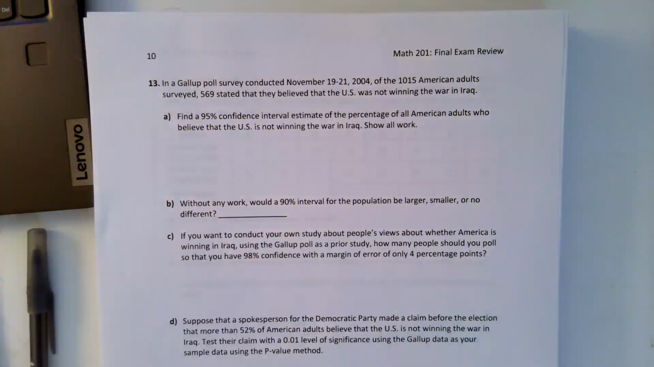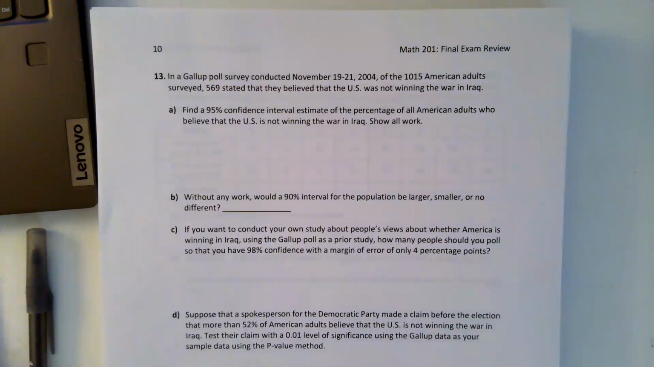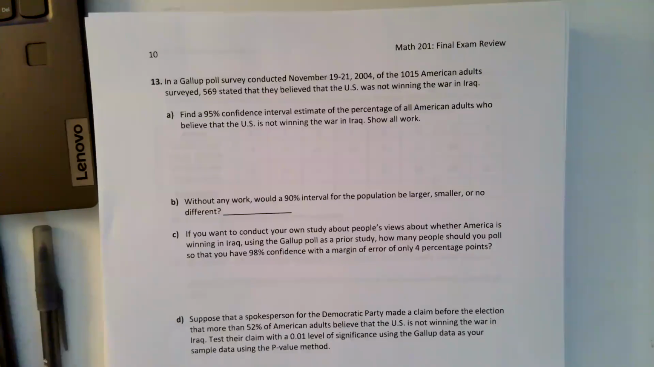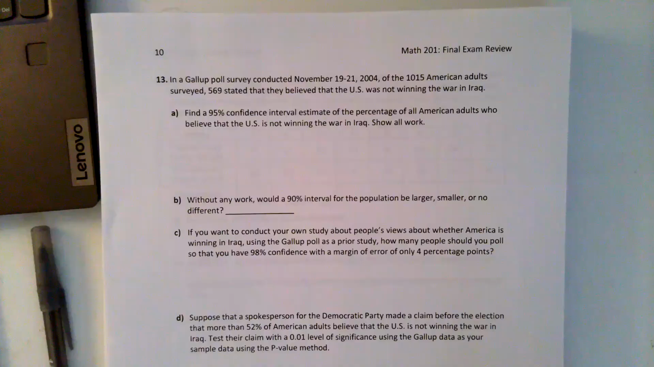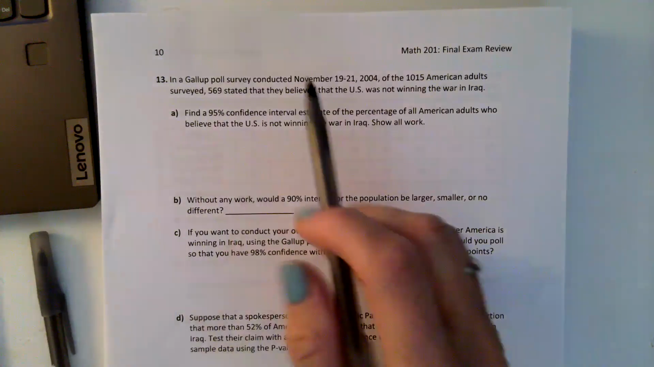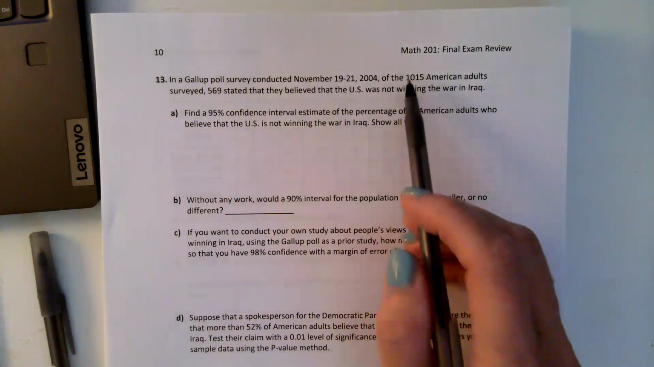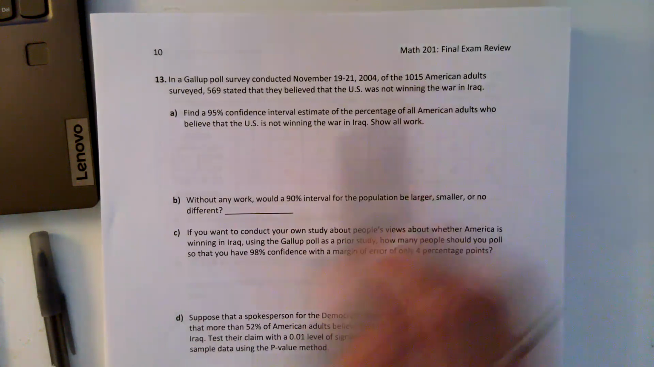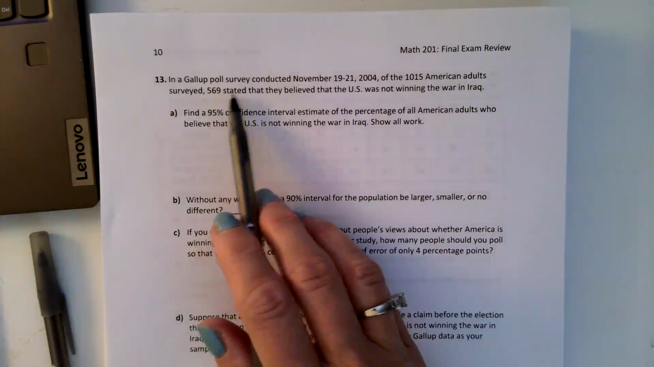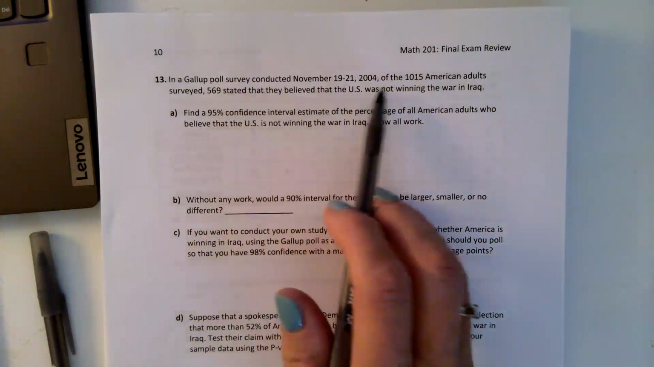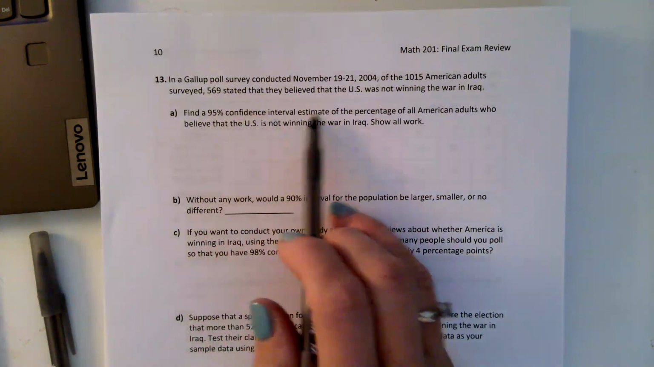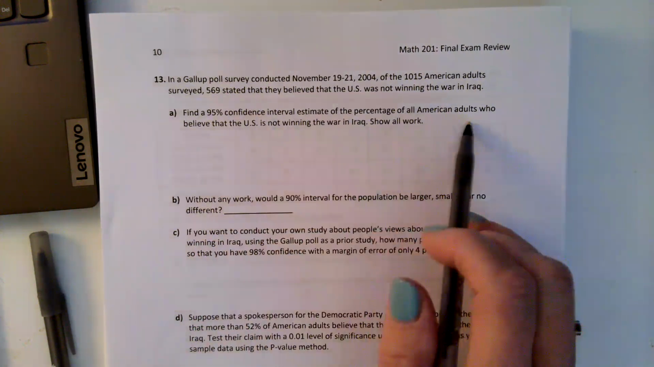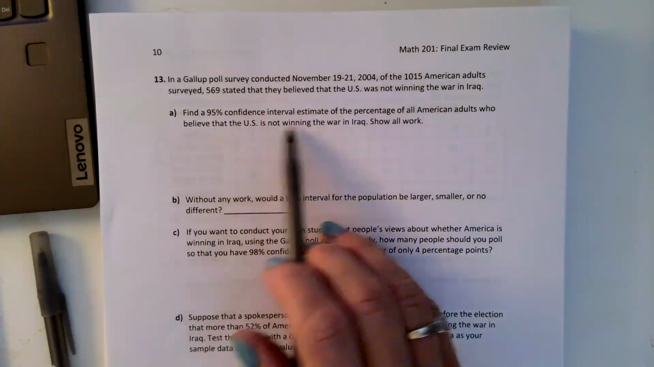Next up, we're going to look at problem 13. In a Gallup poll survey conducted November 19th through the 21st of 2004, of the 1,015 American adults surveyed, 569 stated that they believed that the U.S. was not winning the war in Iraq. Find a 95% confidence interval estimate in the percentage of all American adults who believe that the U.S. is not winning the war in Iraq.